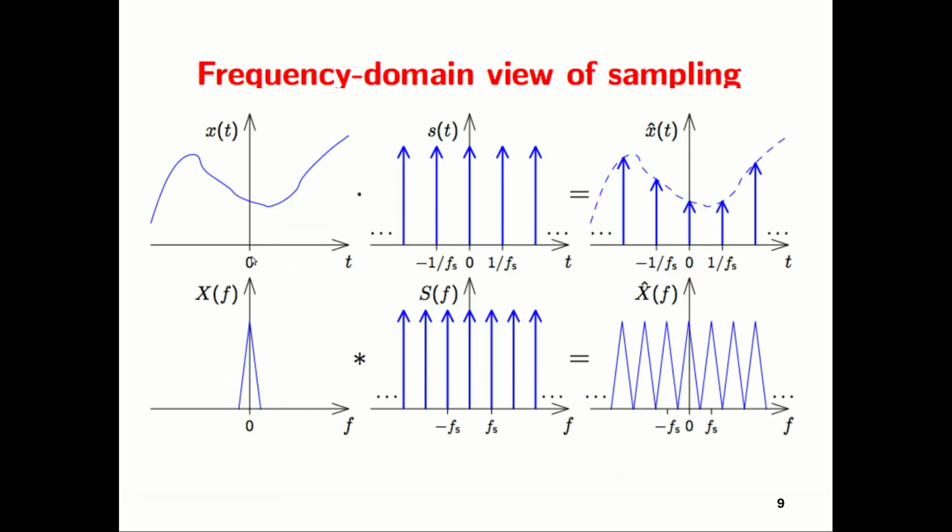Here, we see how sampling is done in the time domain. We multiply a given signal with a train of impulses, and we get a sampled output. In the frequency domain, we find the spectrum of the signal, and correspondingly we find the spectrum of the impulse train, and on convolving we get the frequency domain view of sampling. Here we also observe one more property, that is, multiplication in the time domain is equivalent to convolution in the frequency domain.